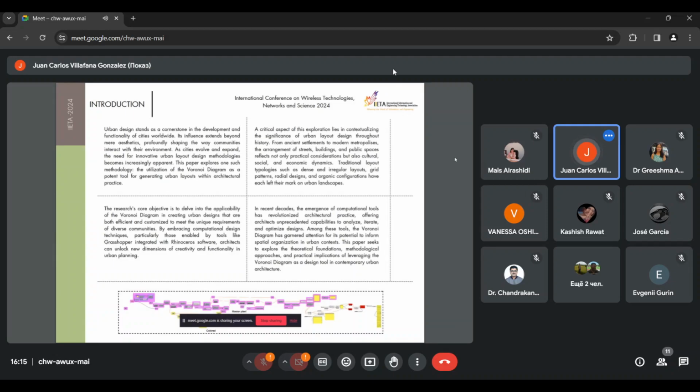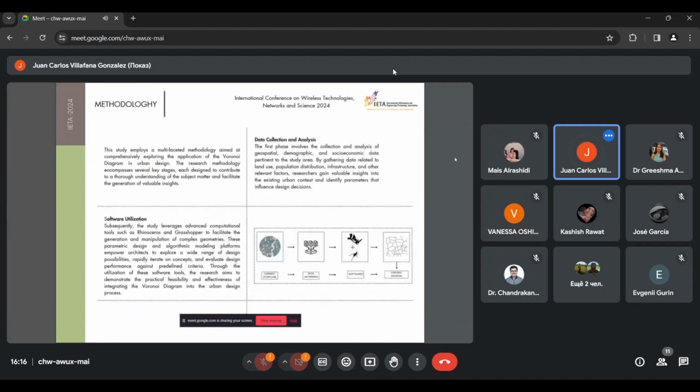In recent decades, the emergence of computational tools has revolutionized architectural practice, offering architects new ways to interact with and optimize design. Among these tools, the Voronoi diagram has garnered attention for its potential to inform spatial organization in urban contexts. This paper seeks to explore the theoretical foundations, methodological approaches, and practical implications of deploying the Voronoi diagram as a design tool in contemporary urban architecture.